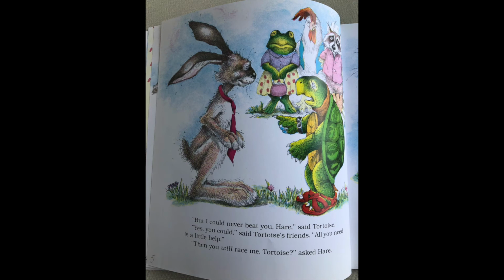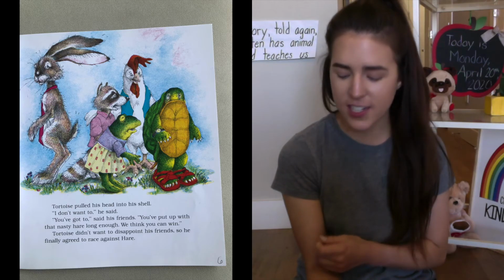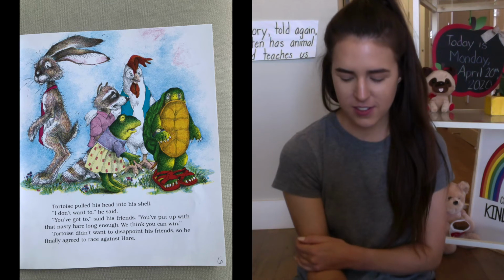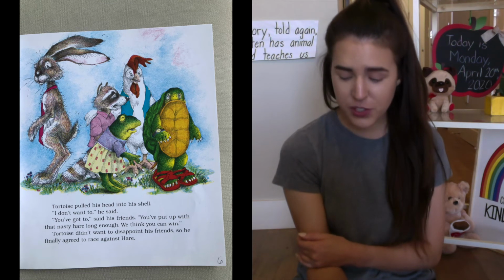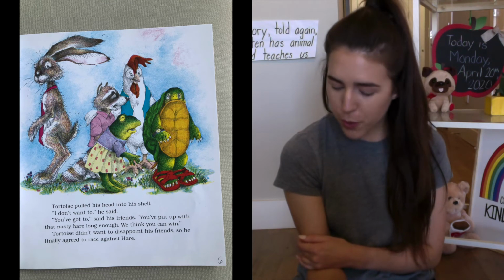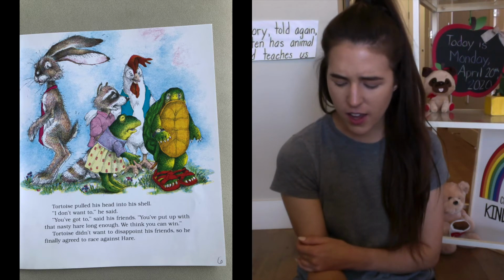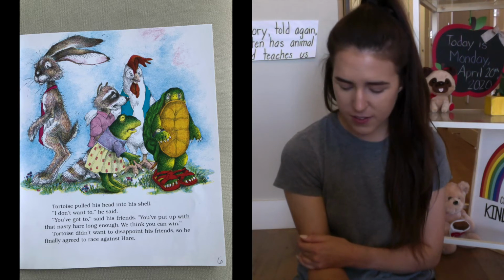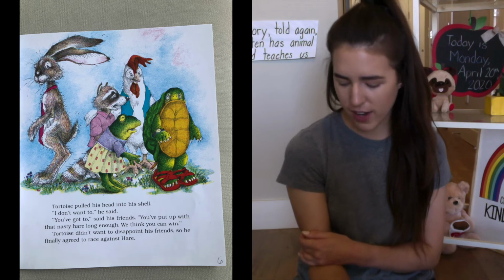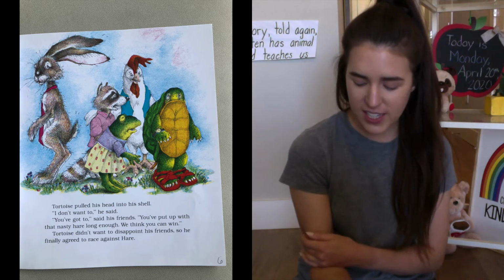"But I could never beat you, Hare," said Tortoise. "Yes, you could," said Tortoise's friends. "All you need is a little help." "Then you will race me, Tortoise?" asked Hare. Tortoise pulled his head into his shell. "I don't want to," he said. "You've got to," said his friends. "You've put up with that nasty Hare long enough. We think you can win." Tortoise didn't want to disappoint his friends, so he finally agreed to race against Hare.